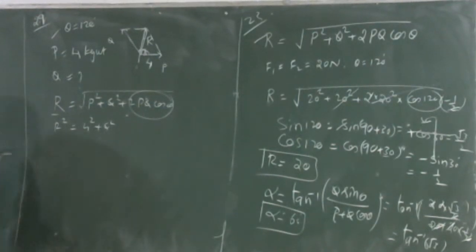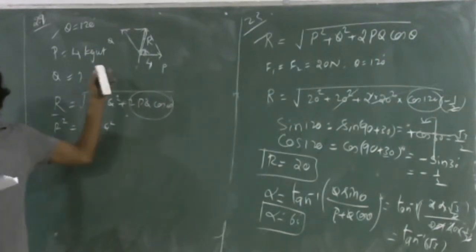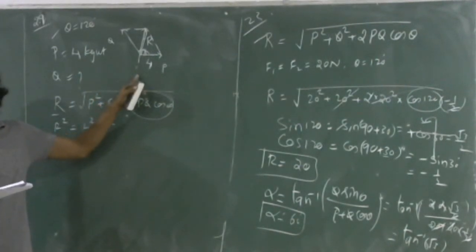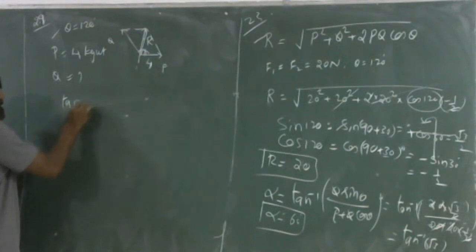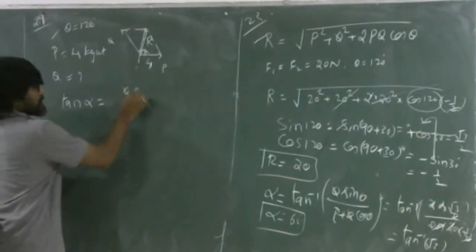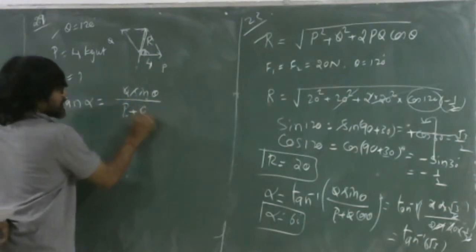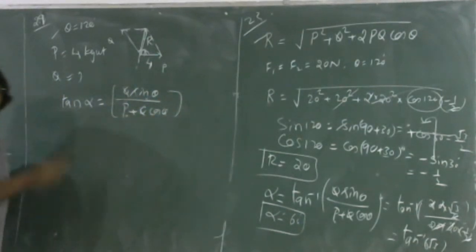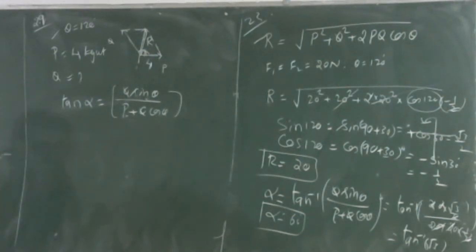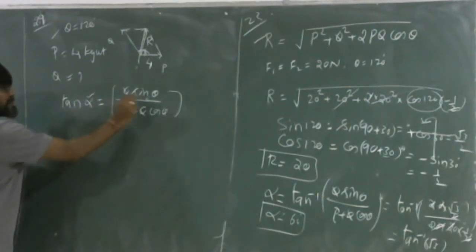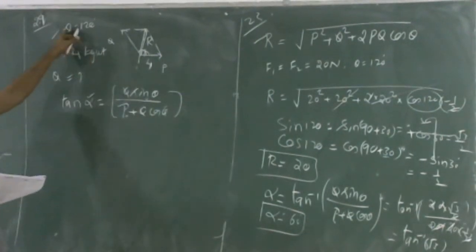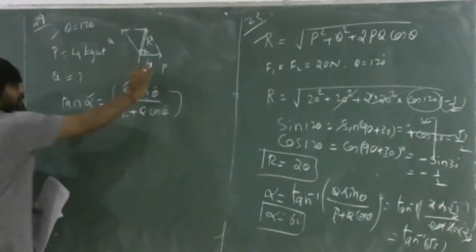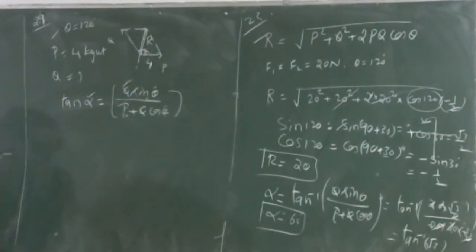Yes, guys. See, here it is given that the resultant is making an angle of 90 with P. So instead of using this, take tan alpha is equal to Q sin theta by P plus Q cos theta, where alpha is the direction of the resultant with respect to P. Here alpha is given, P is given, and theta is also given. So by substituting this, can you find Q? Just do it yourself.